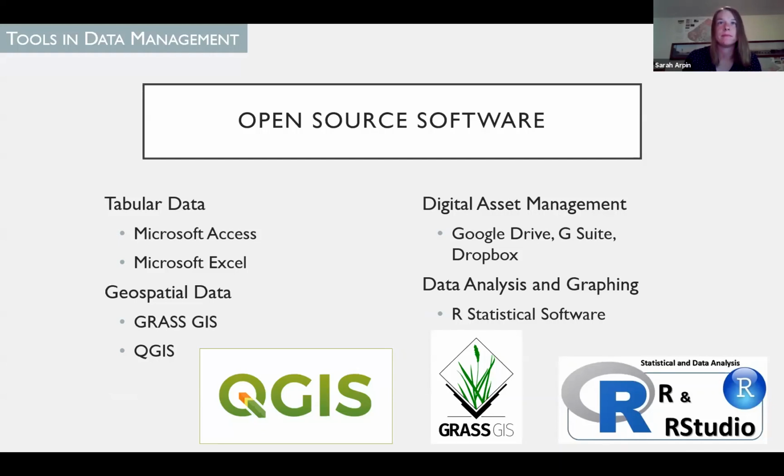For digital asset management, things like Google Drive, G Suite, Dropbox, those are all tools that you could use to help you manage your data. And then, of course, there's your data analysis and graphing. Excel is certainly, you can do things in Excel. You can do things in the geospatial data, but there's also other open access software, and R is a big example, which is very popular with many researchers because it's free, it's open source, and so there's lots of different applications associated with it. So, for any of these, probably your biggest expense is going to be the learning curve on how to use it.